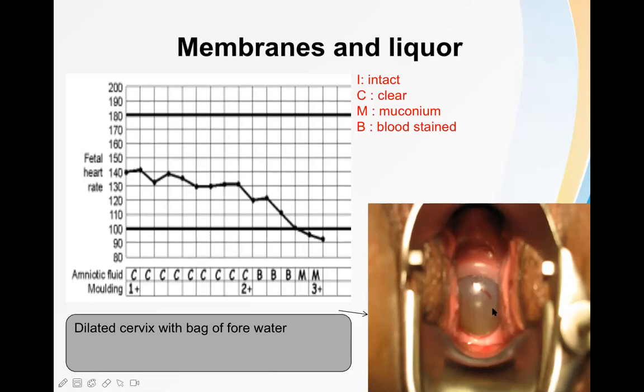And this is a picture which is showing the dilated cervix with bag of water. So till now, there is no rupture of the amniotic fluid or membrane. This is called bag of the water. So what we do if this type of presentation is there, we rupture it on our own with the forceps. We allow that amniotic fluid to be drained.